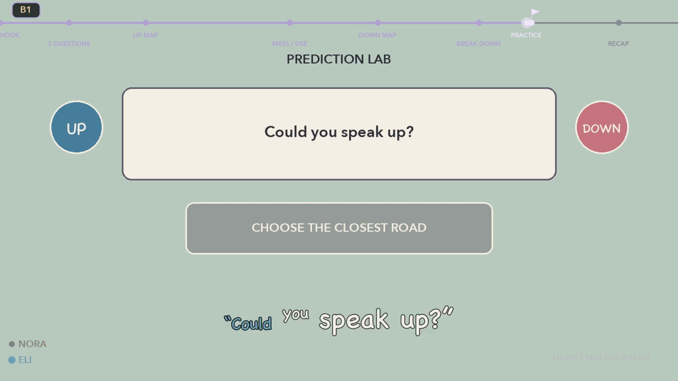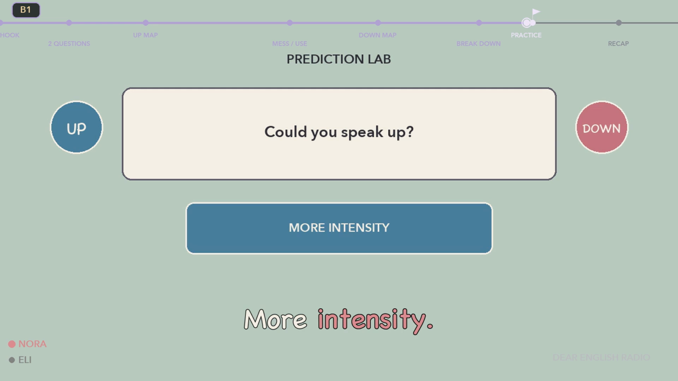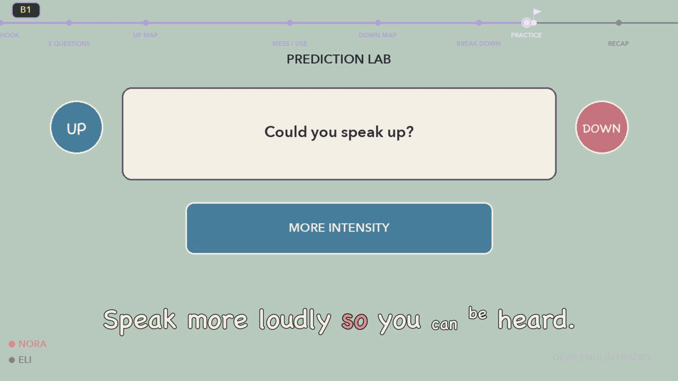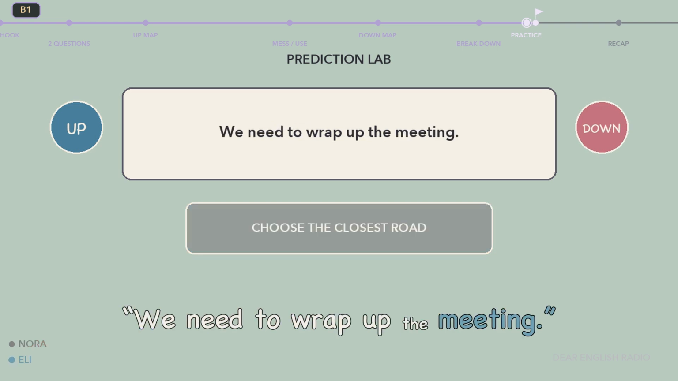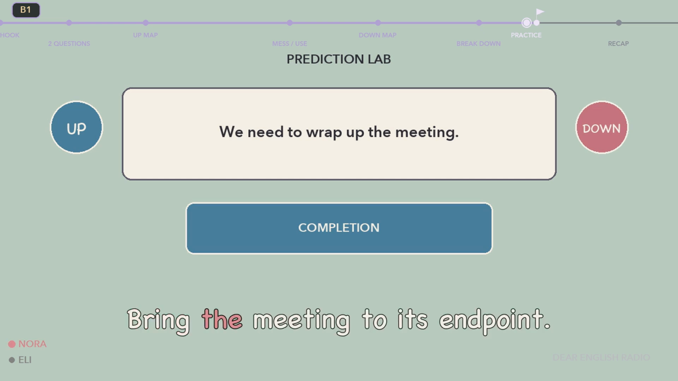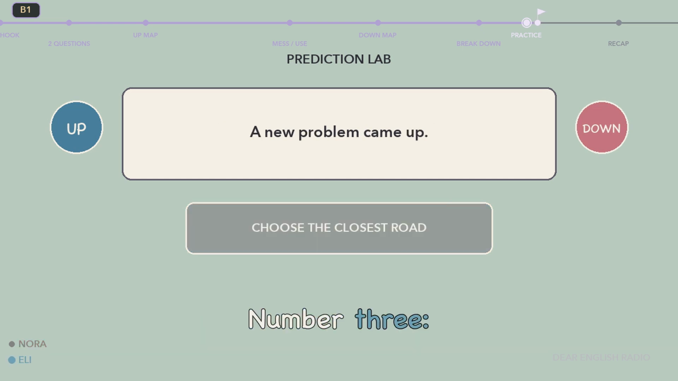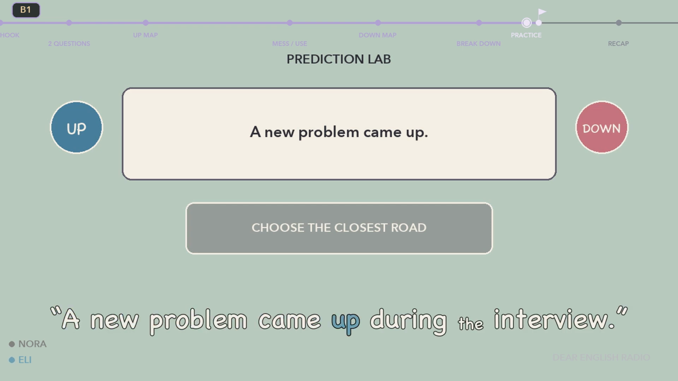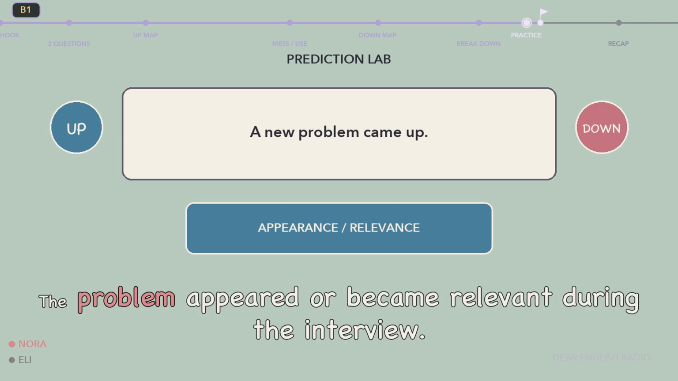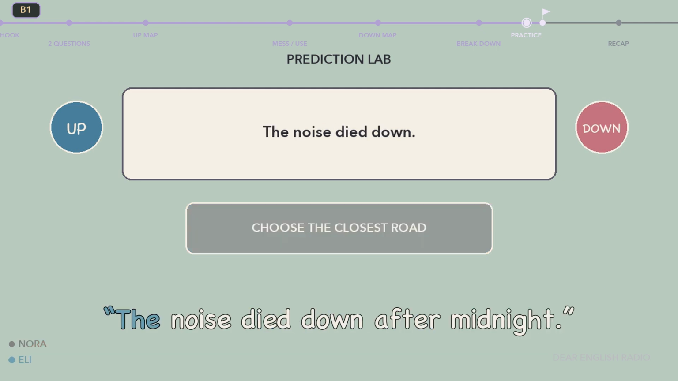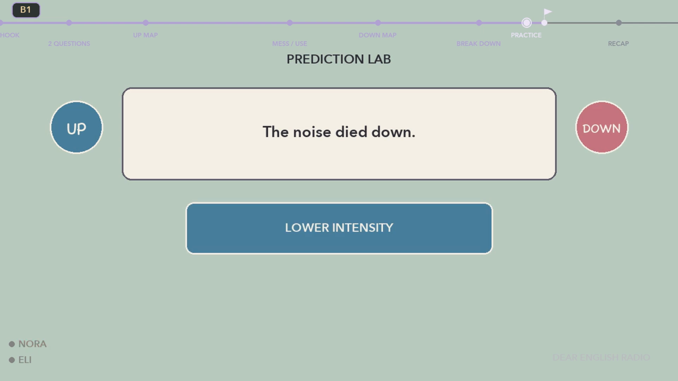Number 1. Could you speak up? More intensity. Speak more loudly so you can be heard. Number 2. We need to wrap up the meeting. Completion. Bring the meeting to its endpoint. Number 3. A new problem came up during the interview. Appearance and relevance. The problem appeared or became relevant during the interview. Number 4. The noise died down after midnight. Lower intensity. The noise became quieter.